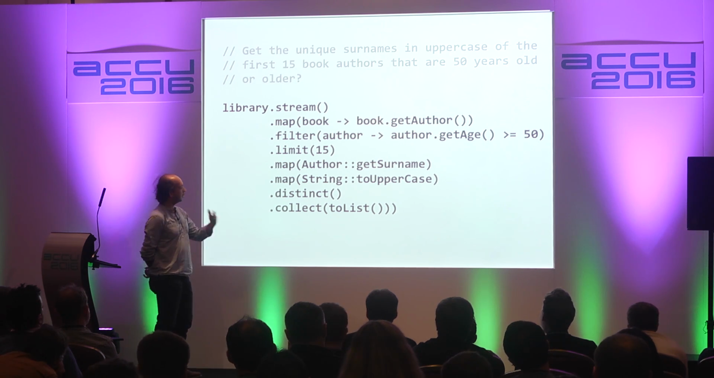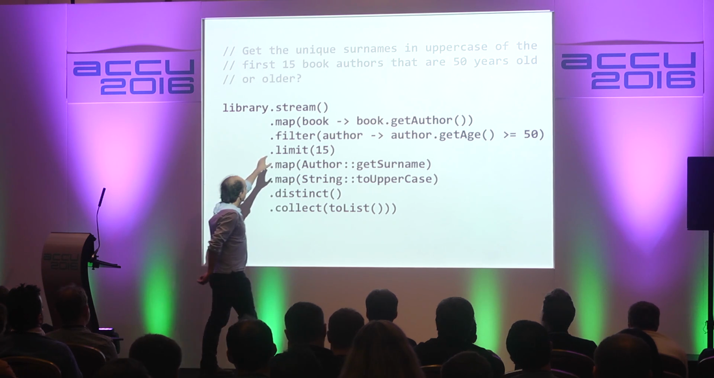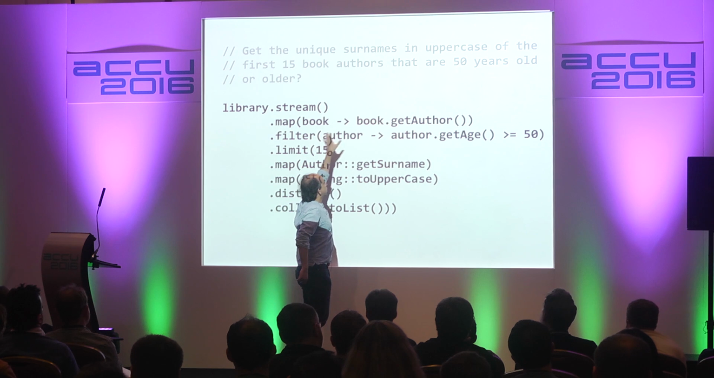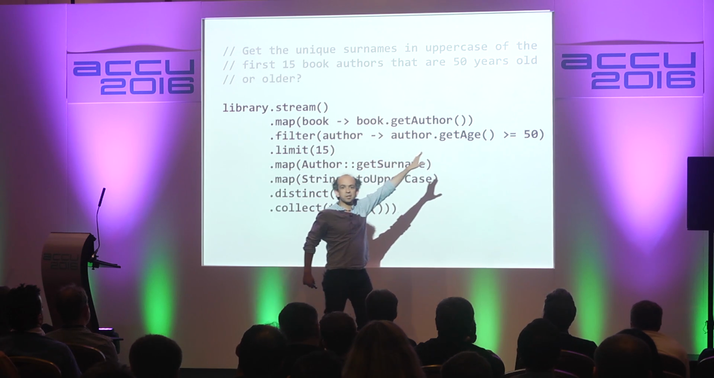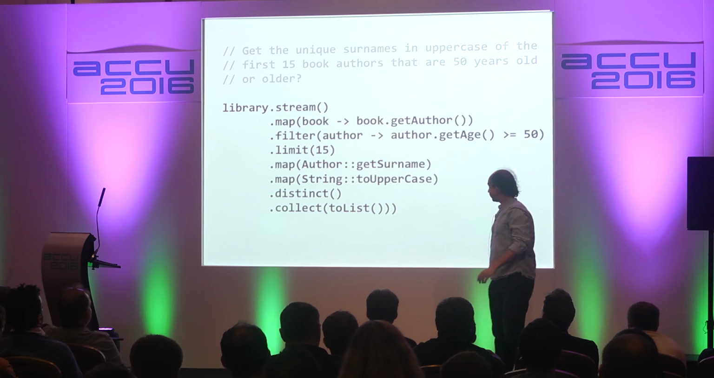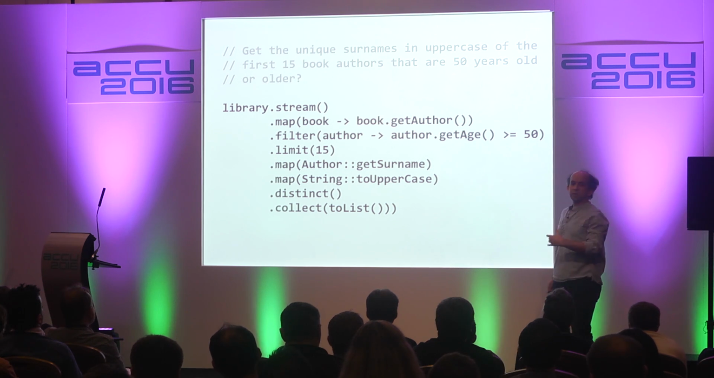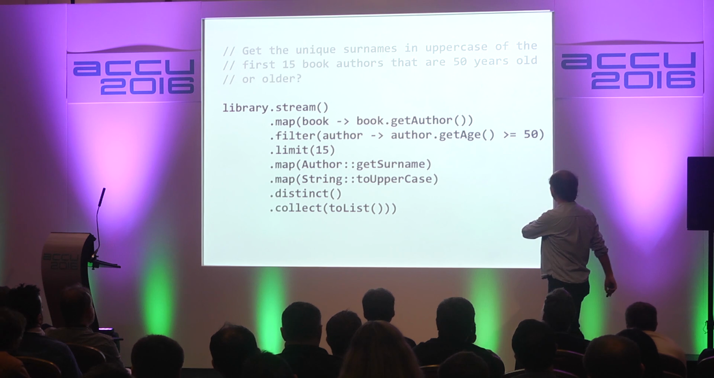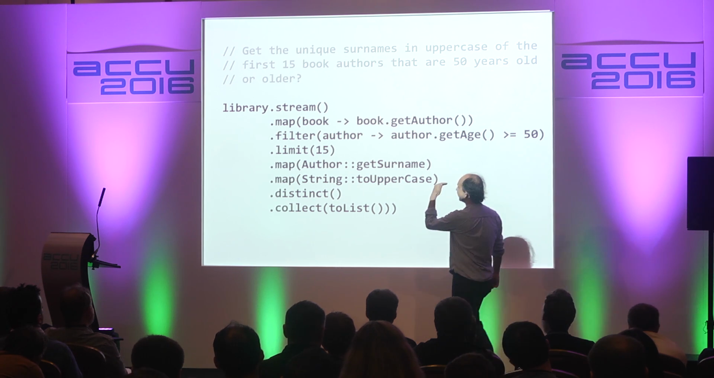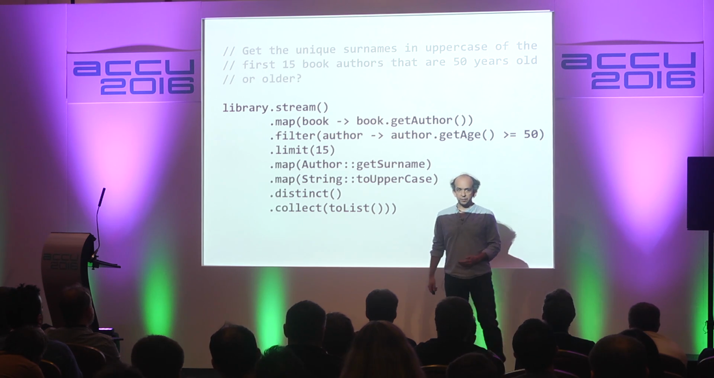So I'm going to just go through every element of the stream. I've got a lambda expression here. Like book. When I've got a book, what I'm going to return is the author. So basically, get me all of the authors. Then I want to filter things out. I'm going to filter out all of the authors who are under 50. Okay? Then we're going to truncate that to 15. We're going to limit that to 15.